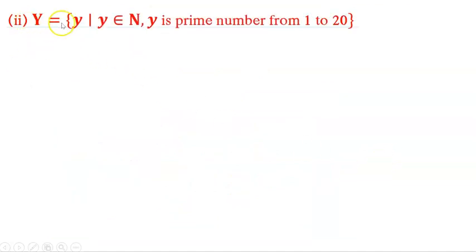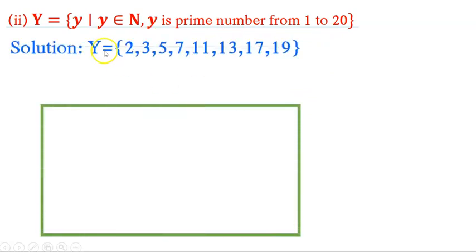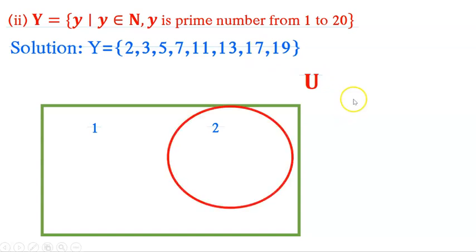Next, Y is equal to {y such that y belongs to the set of natural numbers and y is a prime number from 1 to 20}. पुन्हा आपण दाखवूया, Y is equal to prime numbers 2 3 5 7 11 13 17 19. Okay, this is the U. या ठिकाणी प्राईम नंबर्स स्टार्ट झालेत. आता जसे जसे प्राईम नंबर्स येतील या प्रकारे ते आपण लिहिणार आहोत.